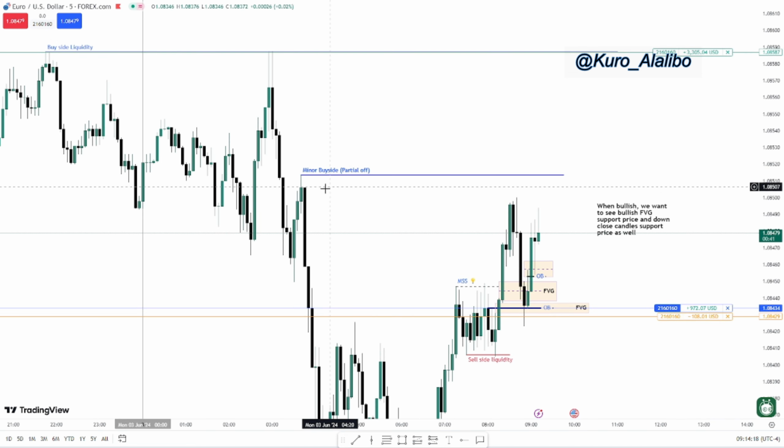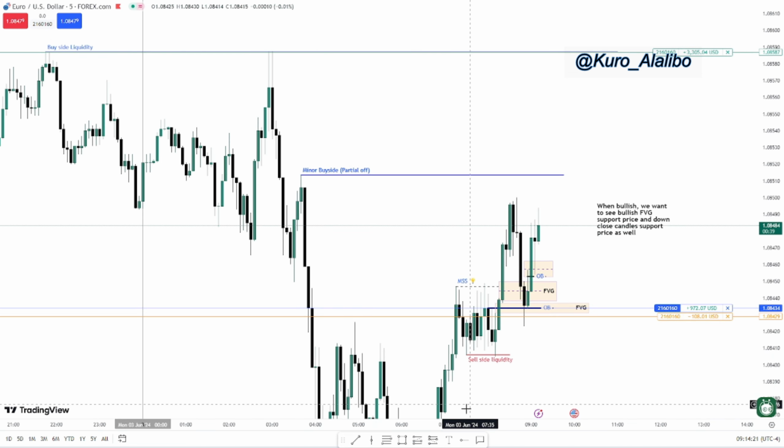So that level, I'm watching this level. This is where my focus is.